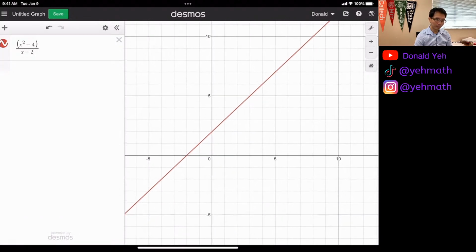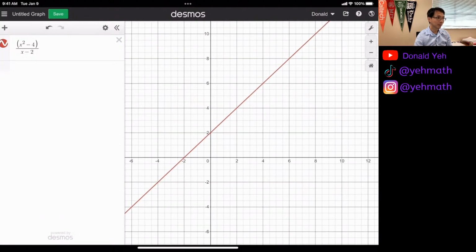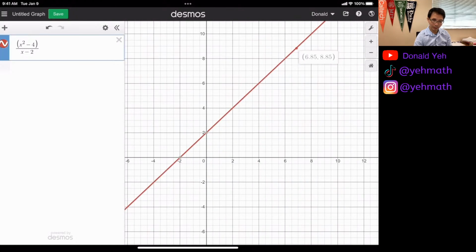What can you tell me, is there a problem here? I'm going to show you though. Let me click on one of the lines, and let me scroll around and see if you see anything abnormal happen. Oh, is that weird, undefined at 2? Oh, look, yeah. There's a hole. So it's not any straight line. And this hole is called a removable discontinuity.